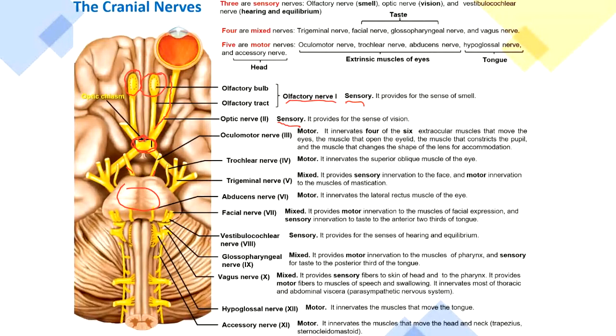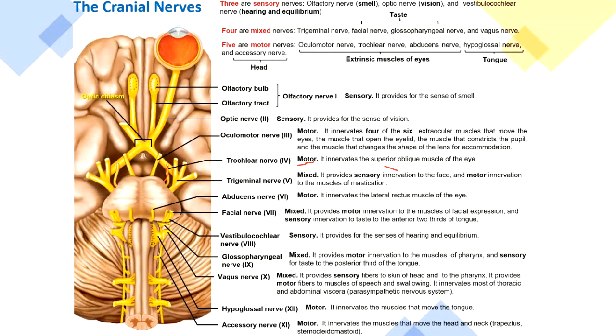Next, we have the trochlear nerve, right next to the oculomotor, this even smaller nerve sticking out right here. And this is also a motor, and this one moves the eye. The oculomotor innervates four of the six extrinsic muscles. The trochlear nerve innervates the fifth one, the superior oblique.